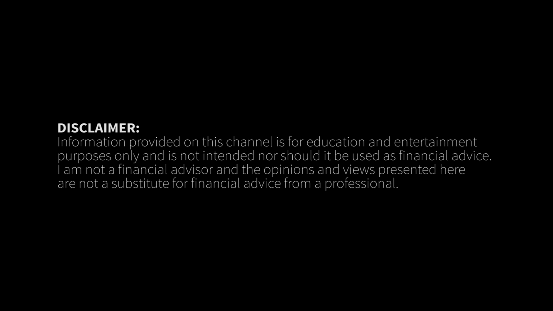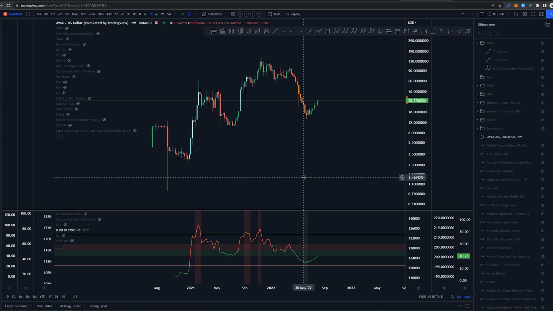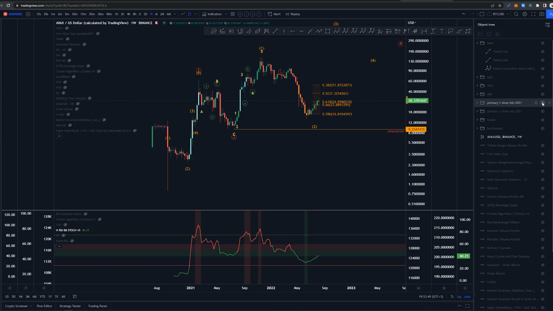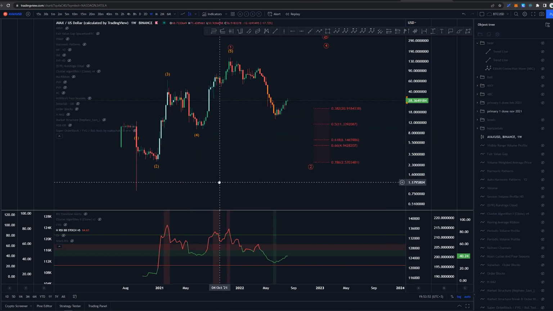I'll cover wave analysis with the Elliott Wave Theory and provide multiple scenarios a price may take and explain why I prefer one count over another. Let's take a look at the different possibilities. Starting here on higher time frame, this is actually just the main count at the moment for me.